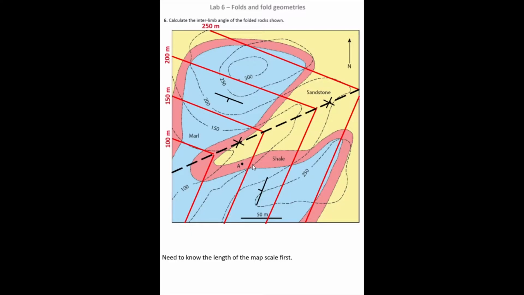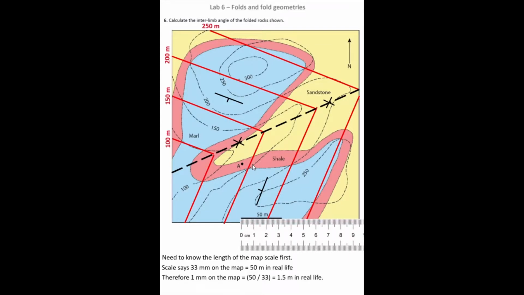Okay, the next question then asks us to calculate the interlimb angle of the folded rocks. And again, just like in the previous example, we need to know the length of the map scale first. And our map says that 33 millimeters on the map is equal to 50 meters in real life. Therefore, 1 millimeter on the map is equal to 1.5 meters in real life.